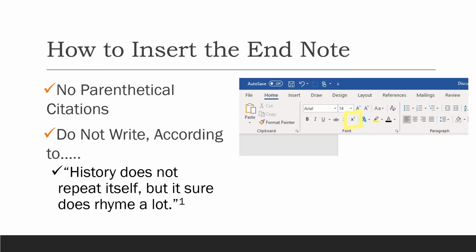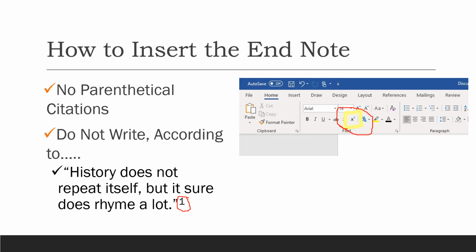Now to the question, how do you insert that little number? Well, here is how I'm going to explain it to you. When you look at the Word document, which I told you is what you should use, you will see the exponent, the x2, right there, okay? So when you click on that and you put the number, starting with the number 1, it's going to show up like you will see here.